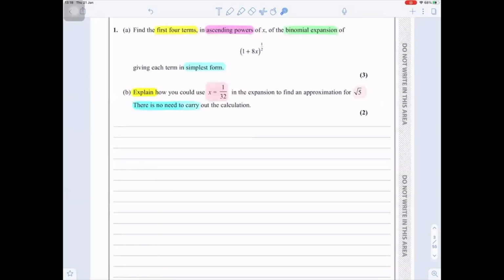Question number 1. Find the first four terms in ascending powers of x of the binomial expansion of (1 + 8x)^(1/2), giving each term in simplest form. Explain how you could use x = 1/32 in the expansion to find an approximation for the square root of 5. There is no need to carry out the calculation.